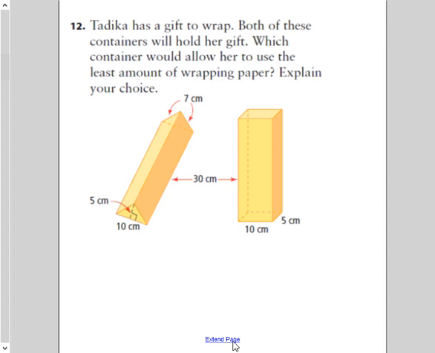Well, the first thing we need to assume is that in wrapping these boxes, there is no overlapping of surface area, and you can get exactly the amount of wrapping paper onto the surface without overlapping. So that's the first thing we assume. This time I'm going to solve the surface area of both using the formula.